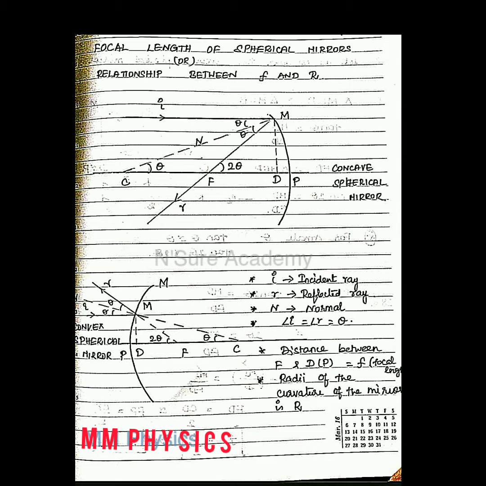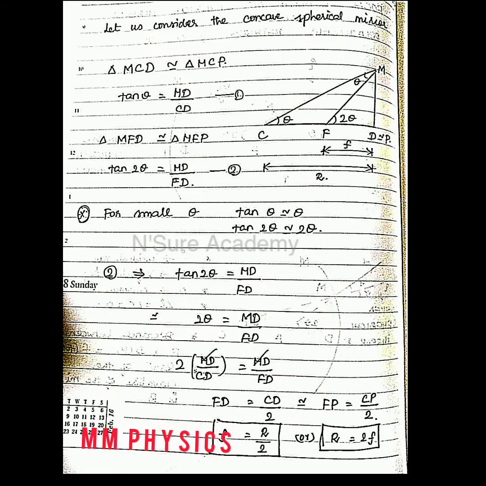Here we are going to derive the relationship between F, which is the focal length, and the radius of the sphere, which is R. So we need to mark all the values in both diagrams: C, F, D, the incident ray, the reflected ray, the normal, and theta as the angle.